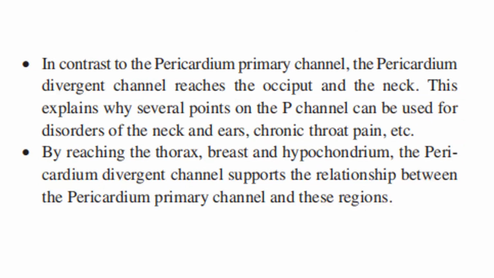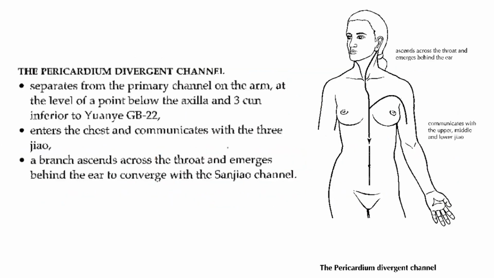In contrast to the pericardium primary channel, the pericardium divergent channel reaches the occiput and the neck. This explains why several points on the pericardium channel can be used for disorders of the neck and ears, chronic throat pain, etc. By reaching the thorax, breast, and hypochondrium, the pericardium divergent channel supports the relationship between the pericardium primary channel and these regions.